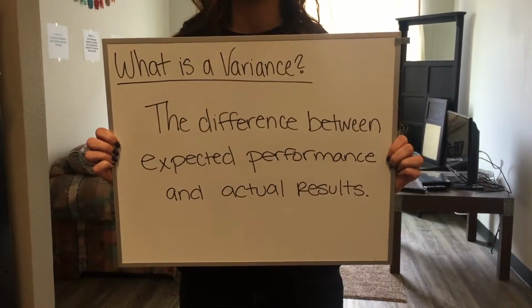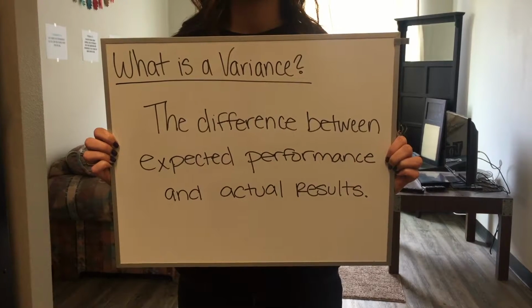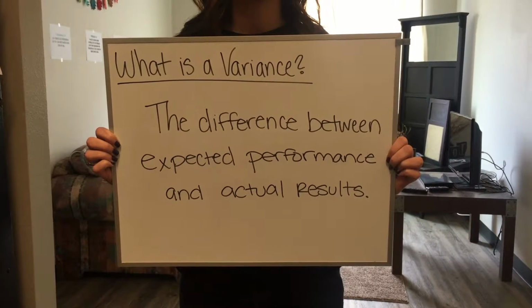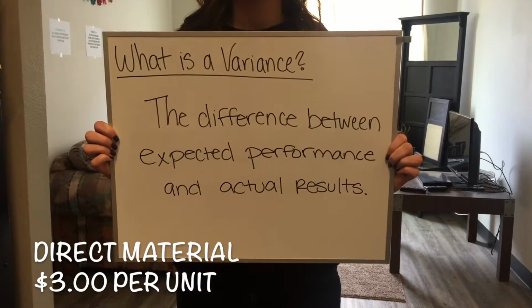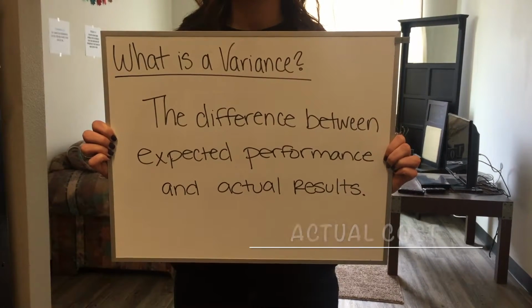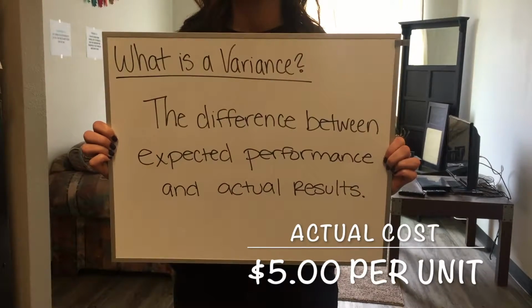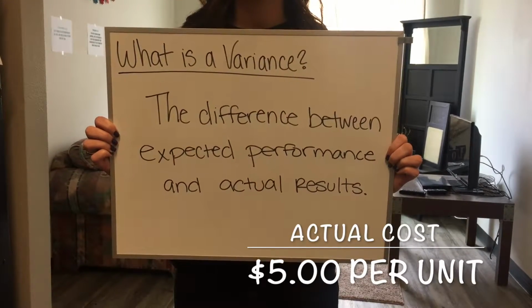...of variance. A variance is the difference between expected performance and actual results. An example would be a company budgets for their direct materials to cost $3 per unit. In reality, the unit costs $5 per unit. A variance is the difference between these two costs.